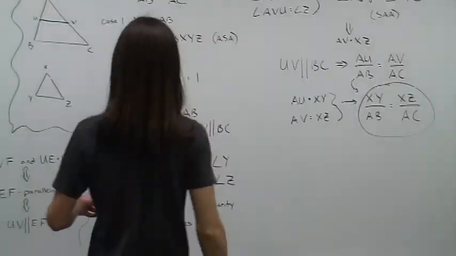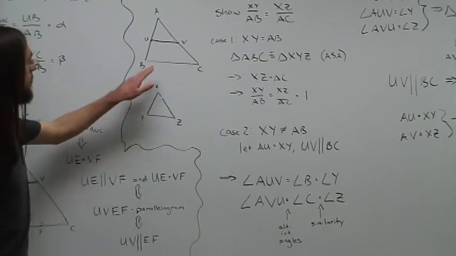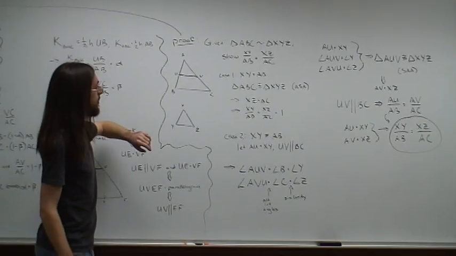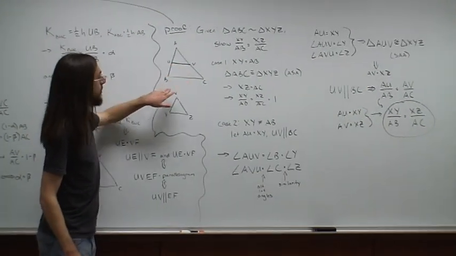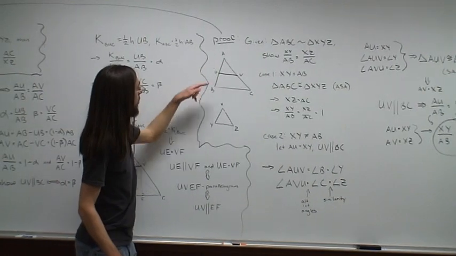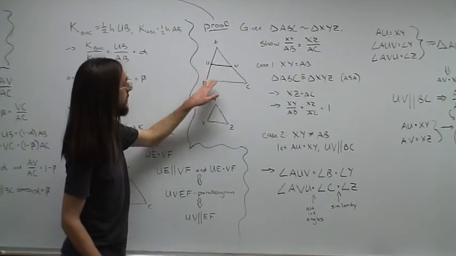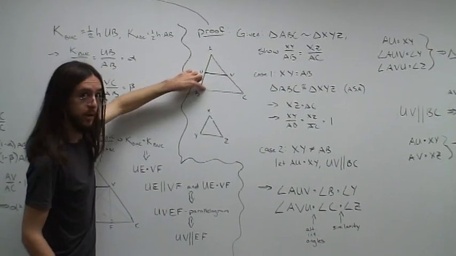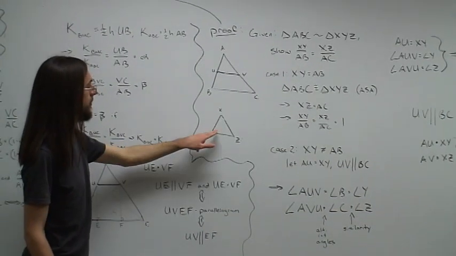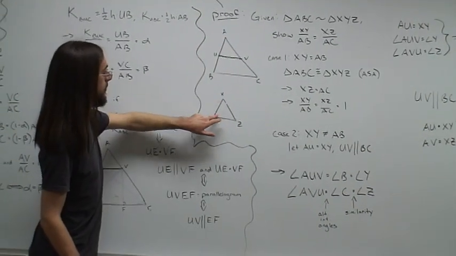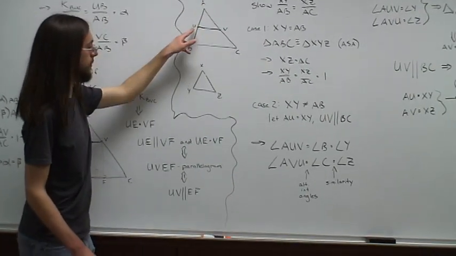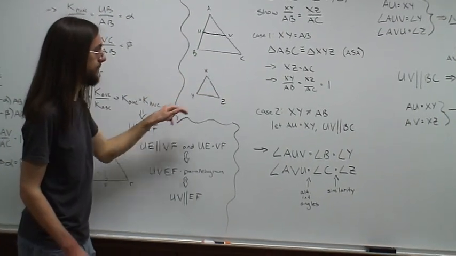Okay, then let's pick a point U on AB so that the length of AU is equal to XY. And then let's pick a point V right here so that UV is parallel to BC. We have that angle AUV is equal to angle B, since we have two parallel lines here. This is a transversal, and these two angles are equal. And then these two are also equal to angle Y, since angle B equals angle Y. In the same way, we have angle AVU is equal to angle C is equal to angle Z.